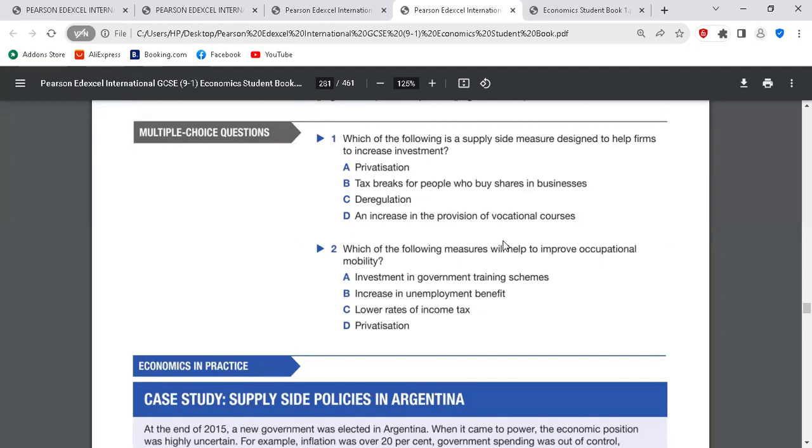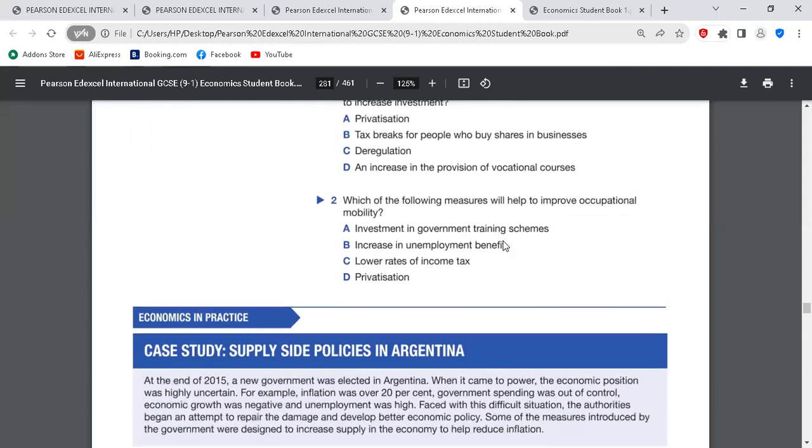Say it, please. It's like giving them a head start, like encouragement to buy more shares. Wait, let's see. Which of the following is a supply side policy measure designed to help firms to increase investment? Tax breaks for people who buy shares in businesses. So yes, that's the answer. People who buy shares in businesses means that it encourages them to buy more. Yes, B.